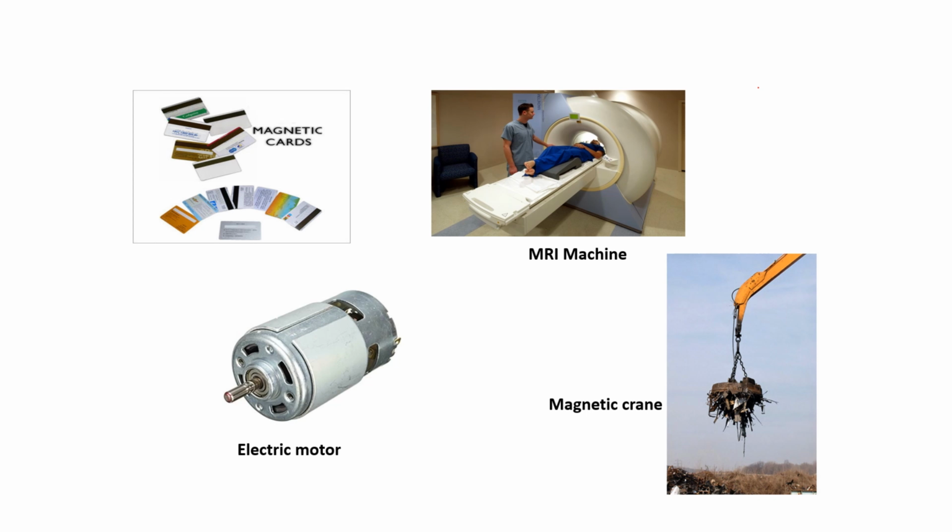Without magnetism, many things we take for granted today would not exist. With the advancement of technology, we are using magnetism or many instruments with magnets to make our daily life easier. Here are some examples of using magnets in various purposes. You can see here MRI machines, electric motors, magnetic cards, and crane used to remove large amount of scrap iron.